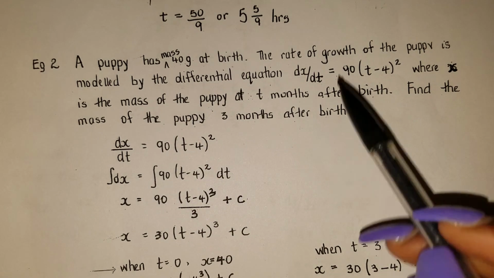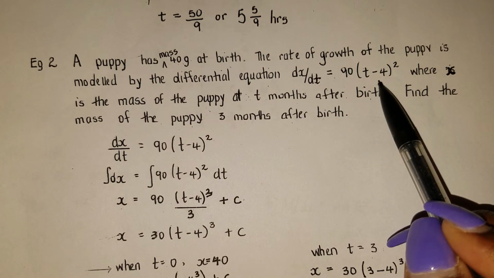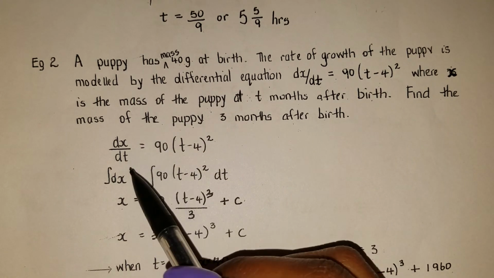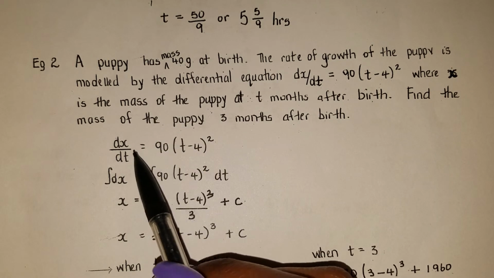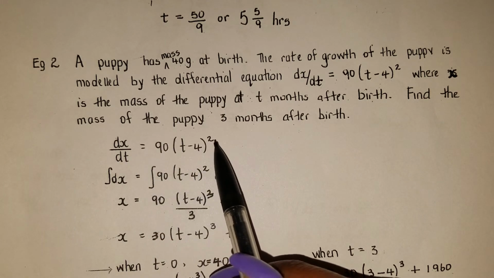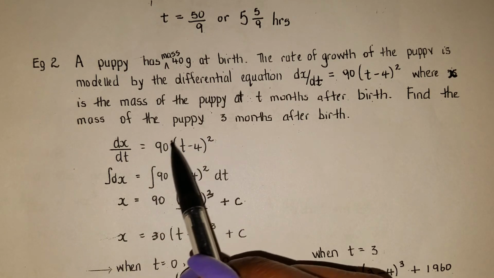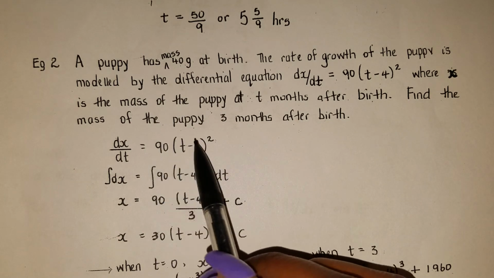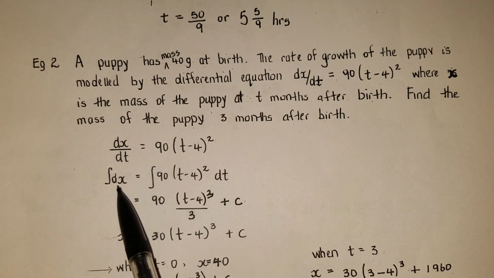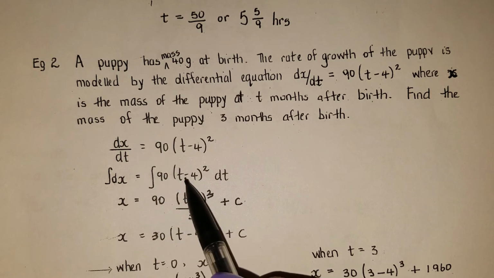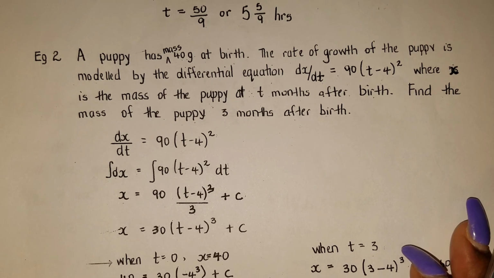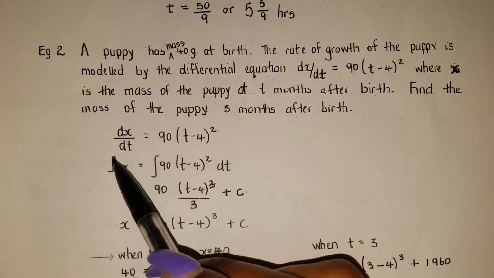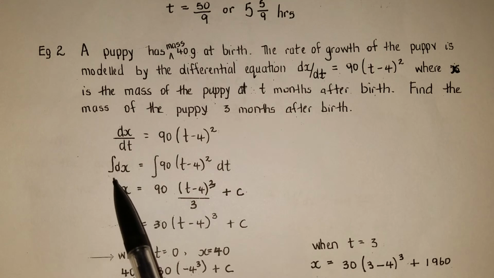So first we have our differential equation, which we will get a solution for. So first we will separate our variables. This dt gets brought up and grouped with this part of the equation. So we now have dx equals 90 times (t minus 4) all squared dt. Now that we've separated the variables, we are going to integrate both sides. If I integrate dx, I will get x.